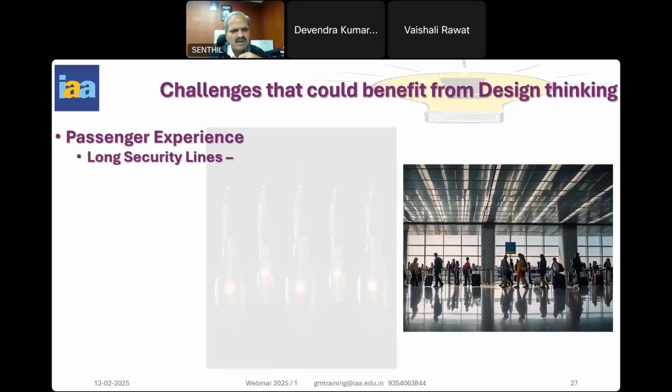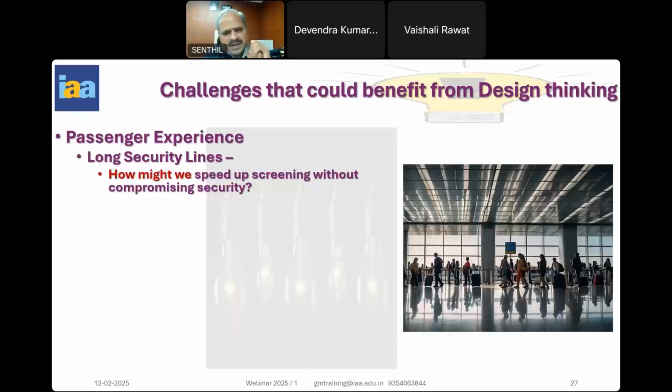The first one, long security lines. Immediately your mind should ask, how might we speed up screening without compromising security? I request all of you to read that Tim Brown book. It's a very small book. You can read it within 1 month. Even if you are very busy, if you read a few pages you can complete it in 1 month. In this area, on the how might we questions, he has explained very nicely with so many examples. So how might we speed up screening without compromising security?